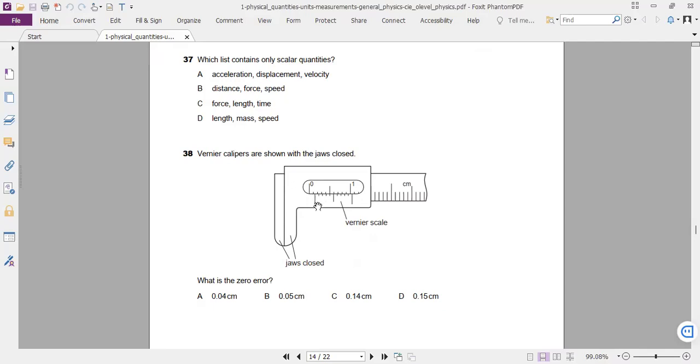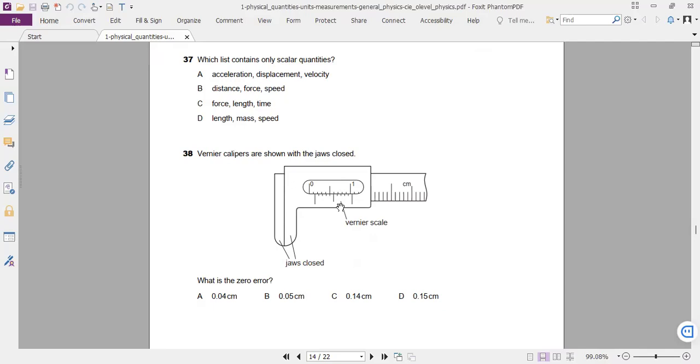So it has passed already 1 point. And then which line is perfectly joining? So I see, look at this line: 1, 2, 3, and 4. The fourth line is perfectly joining. The fourth line of the vernier scale is perfectly joining the fourth line of the main scale.